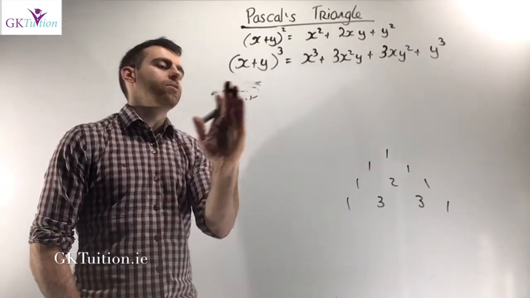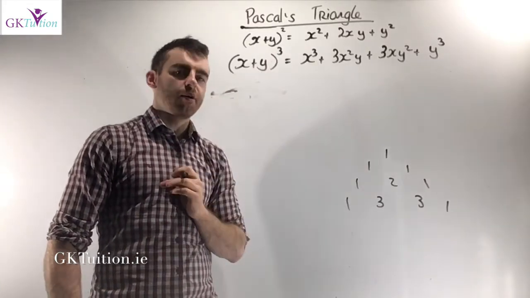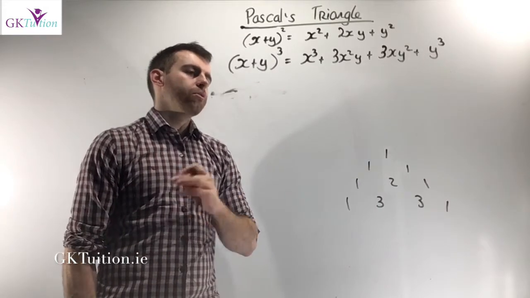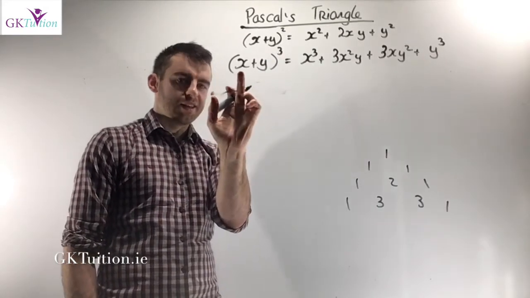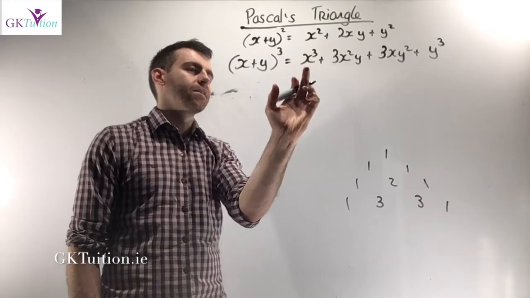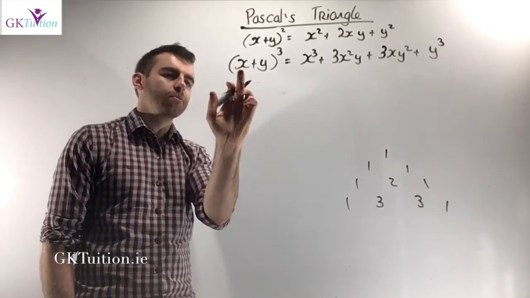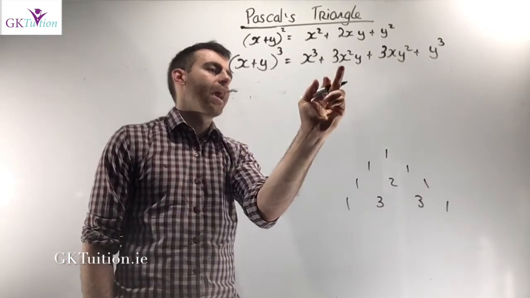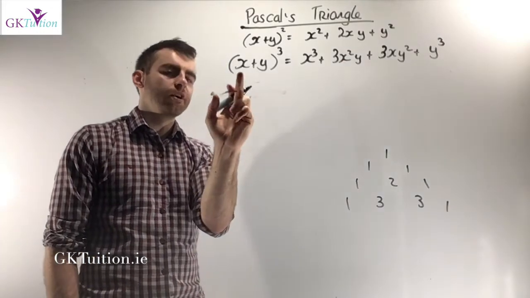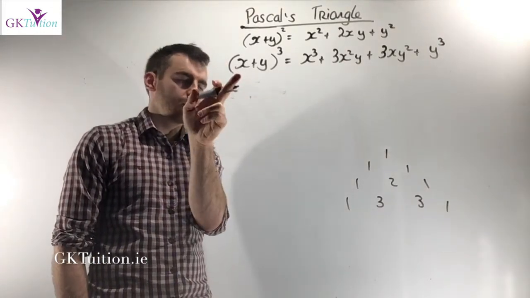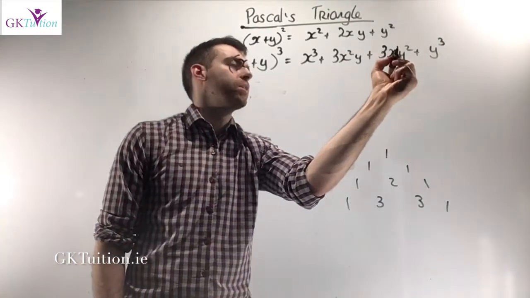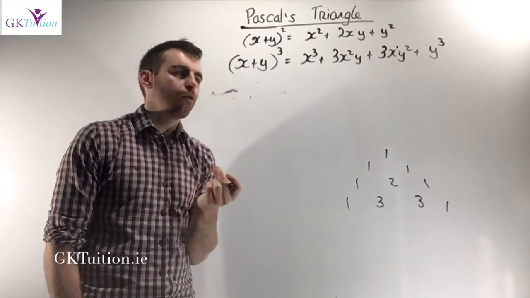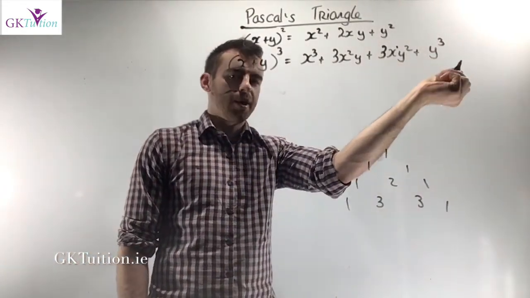So if I asked you to expand x plus y to the power of 3, you should know that the first term will be this to the power of 3. So the first one will be x to the power of 3. The second term will be x to the power of 2. The third term will be x to the power of 1, while the fourth term will be x to the power of 0.